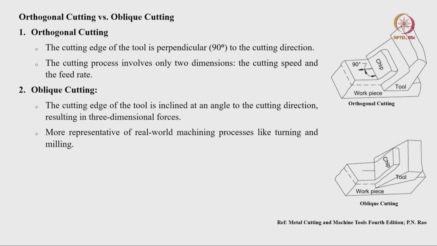So, what is orthogonal cutting? Orthogonal cutting is the case where the cutting tool remains perpendicular to the direction of cutting. It is observed on very few occasions, say in the case of parting off of a shaft, or it can also be observed in the case of tube turning.